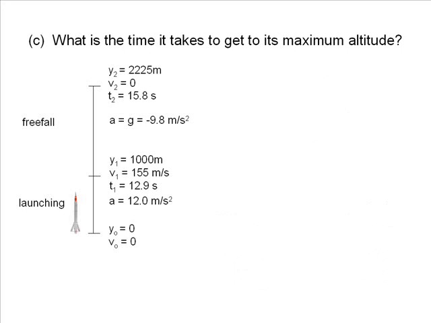Finally, we want to find the total time the rocket climbed upward. Here is our formula. We will add together the individual times and find our total time.